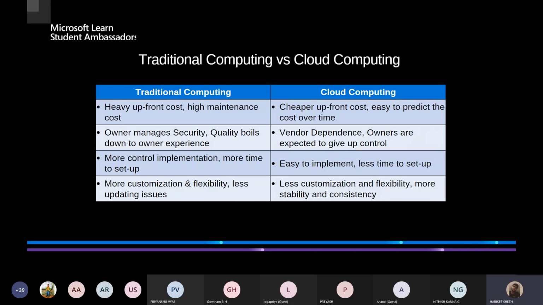So these are some of the differences between traditional computing and cloud computing. There is a heavy upfront cost in traditional computing, and it requires high maintenance. Cloud computing, on the contrary, has a cheaper upfront cost and doesn't require any maintenance cost. Just that you have to keep monitoring over and over again. If you leave a model in a running state, suppose in Azure, it happens a lot that you don't monitor the progress sincerely, then your resources might get exhausted, and you might get a really hefty bill coming your way.